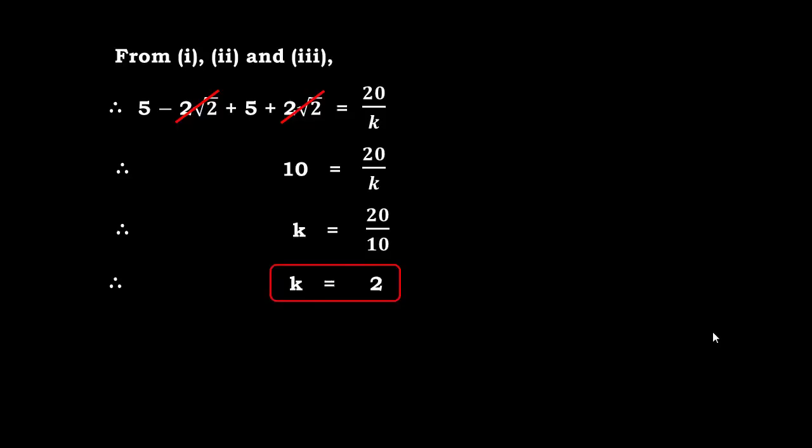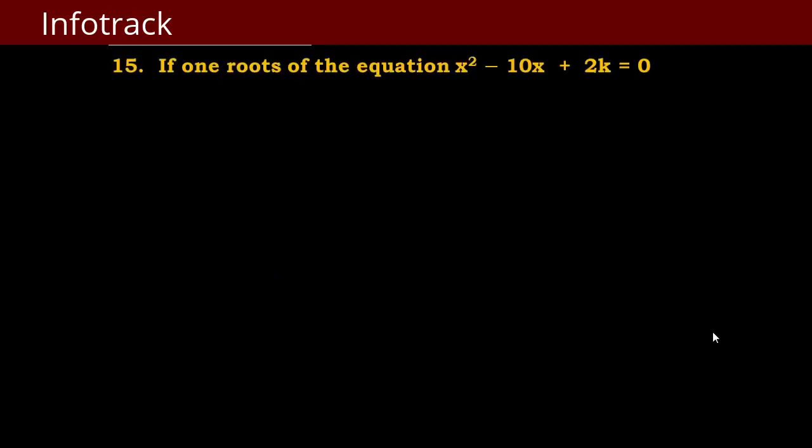See here student, you have to remember, one root is given 5 minus 2 root 2. So the other root will be 5 plus 2 root 2. If one root of the given equation x square minus 10x plus 2k is equals to 0 is 5 minus 2 root 3, find the k. See, this is exactly the same as the previous one.